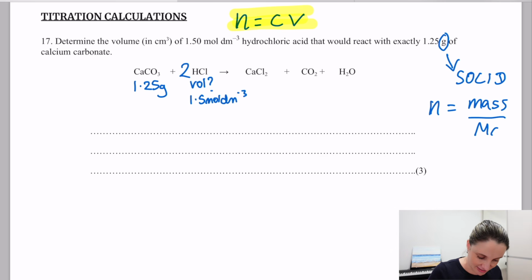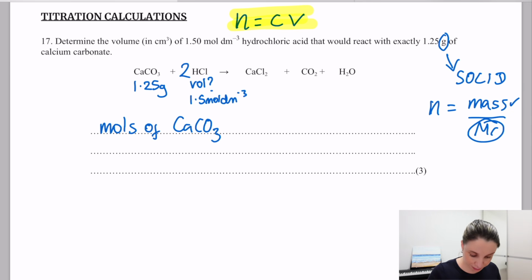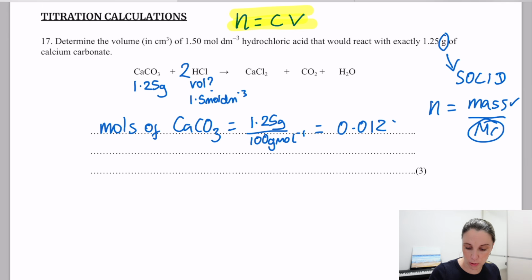The first thing I'm going to do is work out the moles of calcium carbonate, because I've got the mass of it and I can work out the formula mass, remember, from the periodic table. So the moles of calcium carbonate equals the mass, which is 1.25 grams, divided by 100 grams per mole, which is the relative formula mass from the periodic table, and that gives us 0.0125 moles overall.